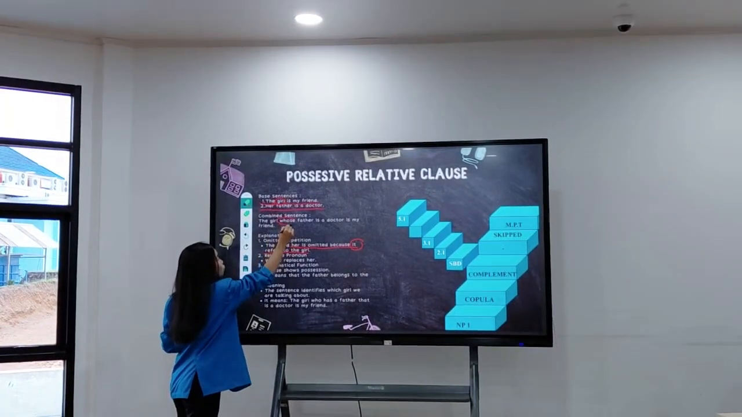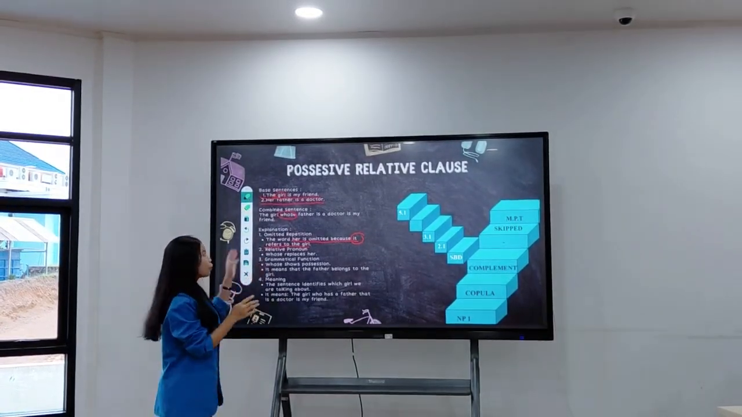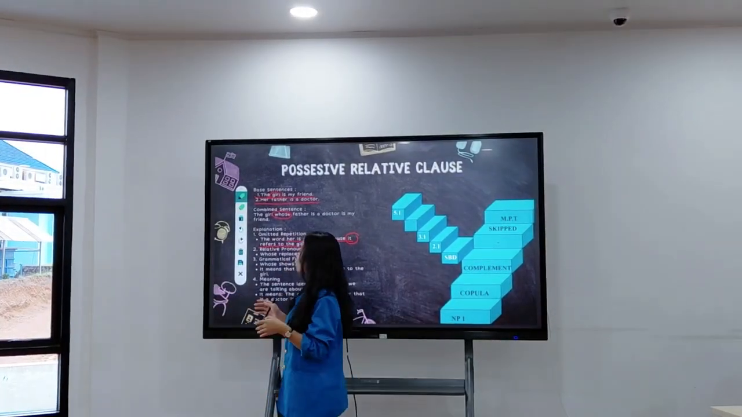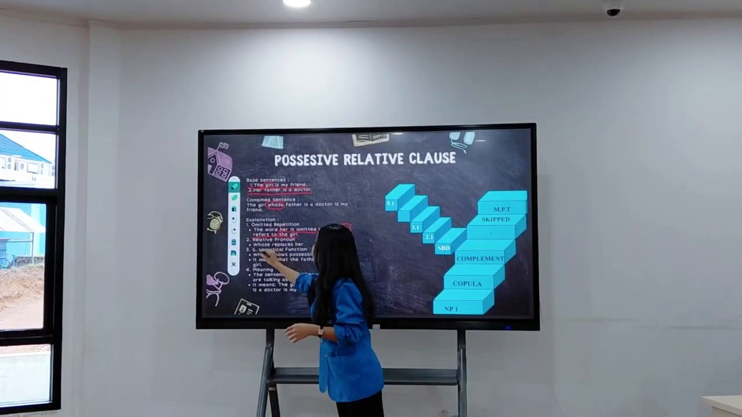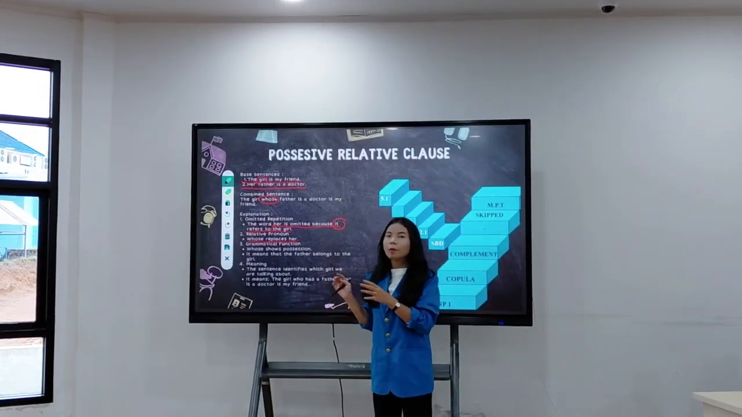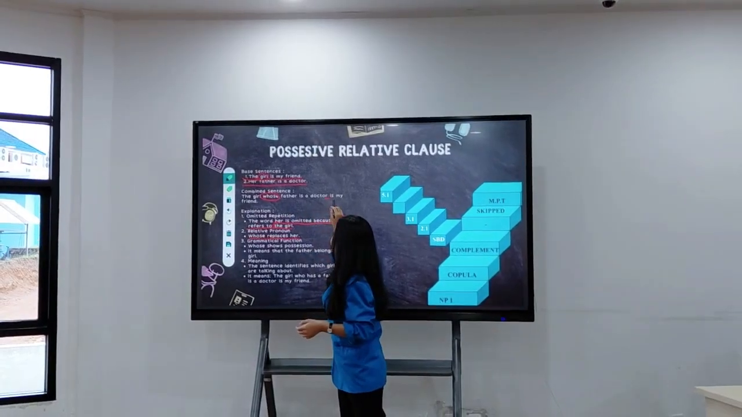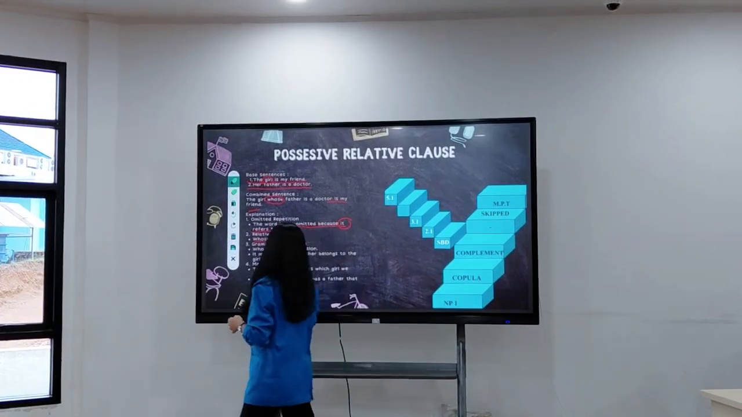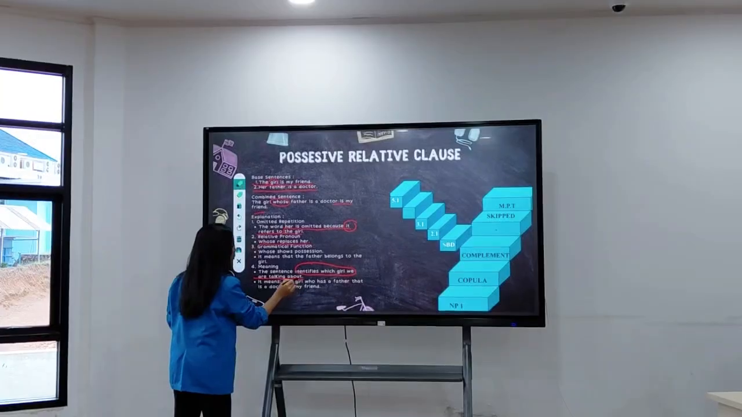We use whose. The relative pronoun whose is used to show possession, and it means that the father belongs to or is related to the girl. For this one, the whose replaces her. After combining the two sentences, we get the girl whose father is a doctor is my friend. The meaning of the sentence is that it identifies which girl we are talking about.